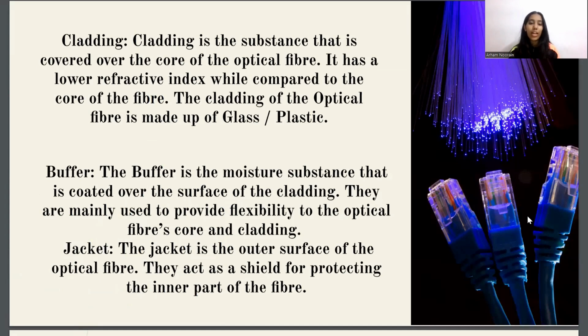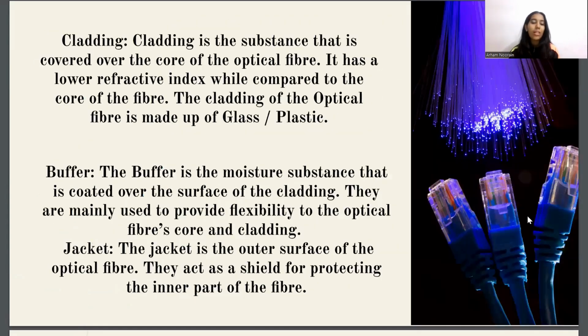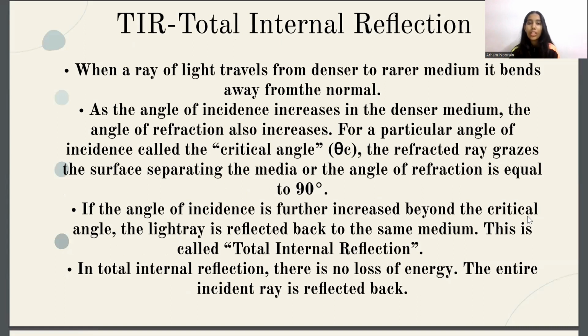It has lower refractive index compared to the core of the fiber. The cladding of optical fiber is made up of glass or plastic. The buffer is the moisture substance that is coated over the surface of the cladding. It is mainly used to provide flexibility to the optical fiber's core and cladding. The jacket is the outermost surface of the optical fiber that acts as a shield for protection for the inner part of the fiber.